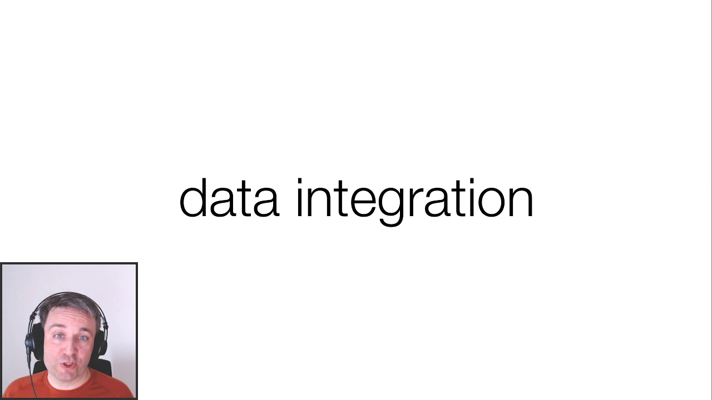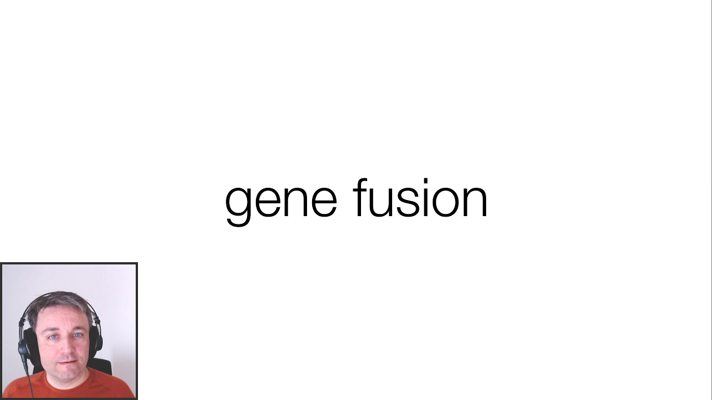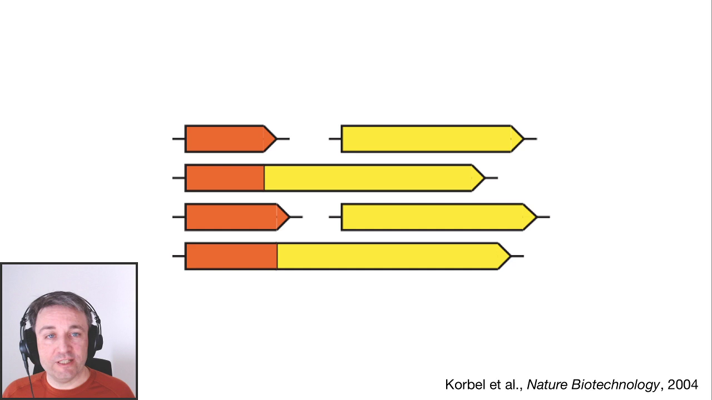And the first kind of data we integrate is what is called genomic context. And genomic context, that's a whole class of methods that can be used to infer functional associations based on just having a set of genomes. So the easiest to understand of these is the gene fusion method. The idea here is, imagine you have two genes, look at the top row, the red and the yellow gene, and as indicated by the broken line, these are different genes sitting in different places in the genome.